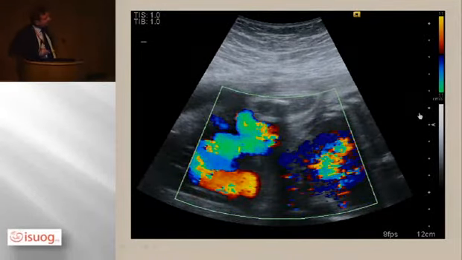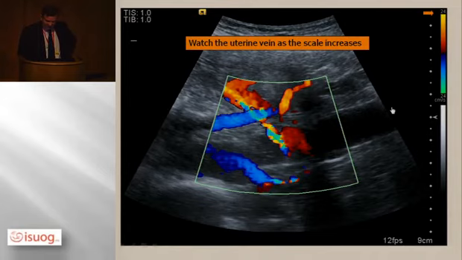And of course, if you've got too low a velocity scale, you will never get a good image for anything. So you won't actually see the umbilical artery properly to be able to measure it. You just see a combination of umbilical artery and vein. And it's equally true for other vessels. So let's go to the uterines.